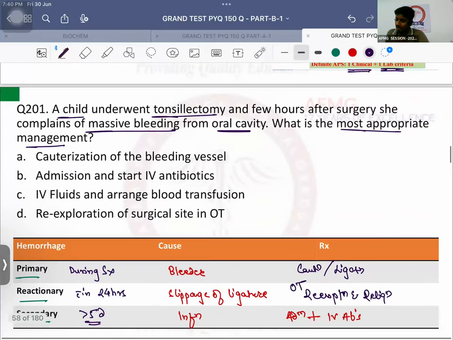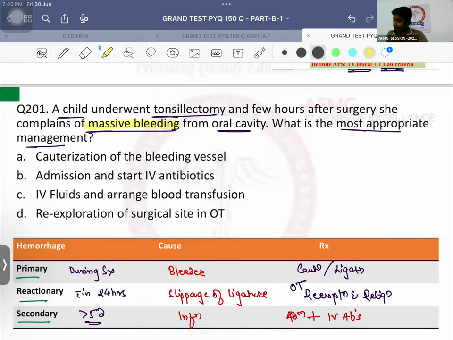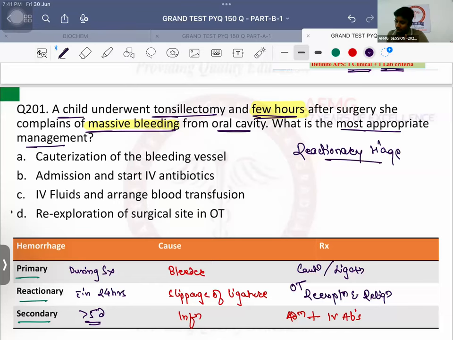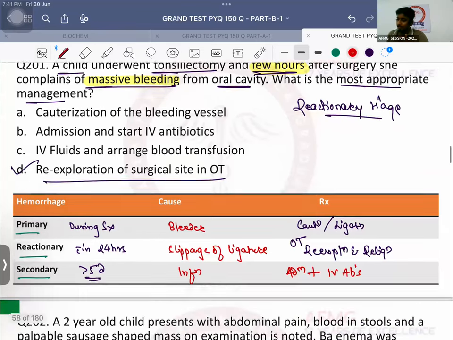Okay? So as the patient is having massive bleeding, how much? Few hours after surgery. So it is a type of reactionary hemorrhage. As it is a reactionary hemorrhage, the treatment should be re-exploration of the surgical site in the operation theater.